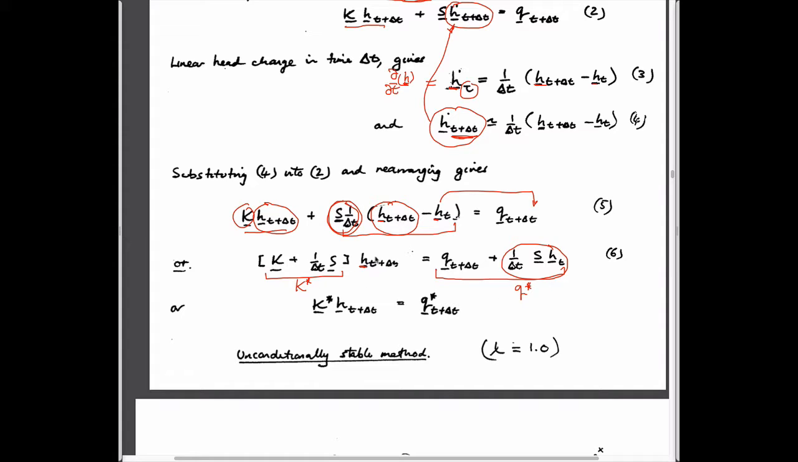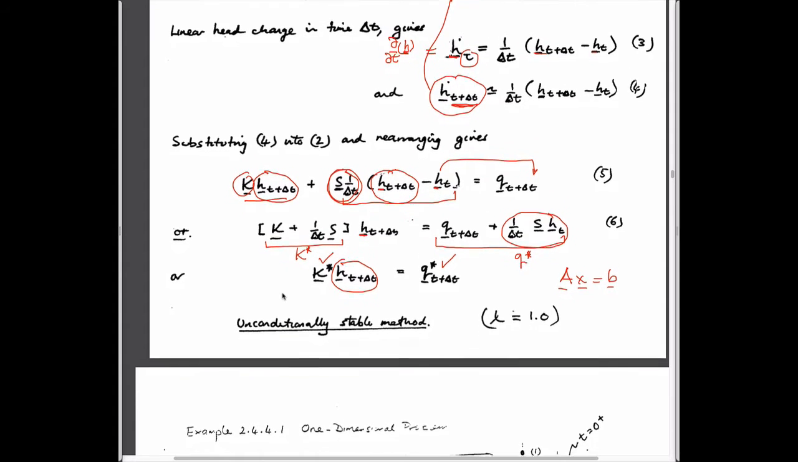So K star operating on the heads in the future. Q star is just a term where we know the values of the previous heads because we originally came from there. If we look at this, we basically have an expression of the form Ax equals b, where we solve for the values of x. That's exactly what we have. We want to solve for this as a function of known values of this, and of a conductance matrix, which we can also put together. And so we have everything we need to be able to do that. So let's try doing it.